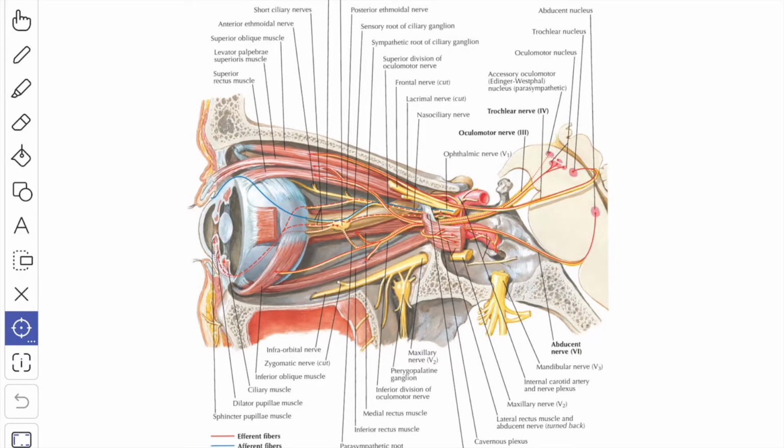In this video, we are going to study the fourth cranial nerve, the trochlear nerve. The fourth cranial nerve is the most slender cranial nerve and it supplies the superior oblique muscle. When you see the functional component, it conveys the somatomotor fibers and also a few proprioceptive fibers.